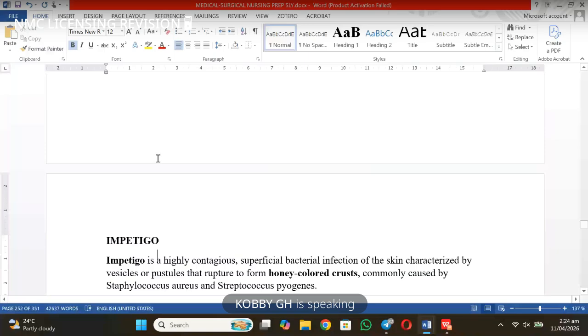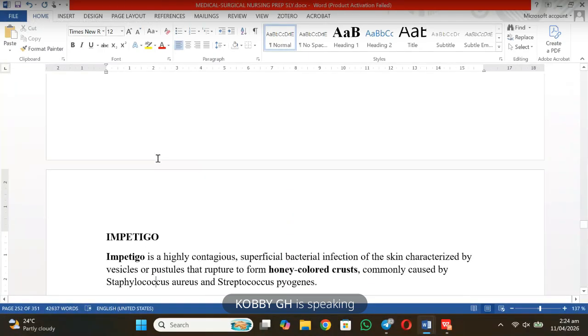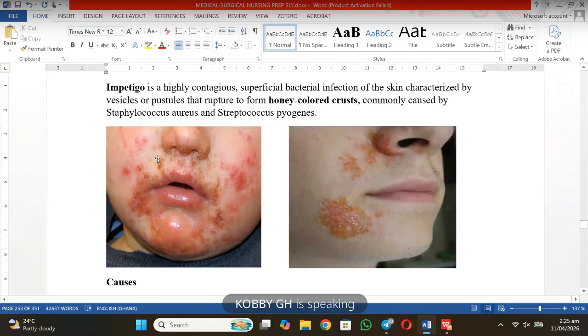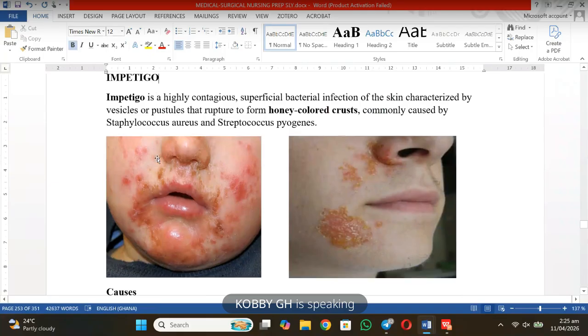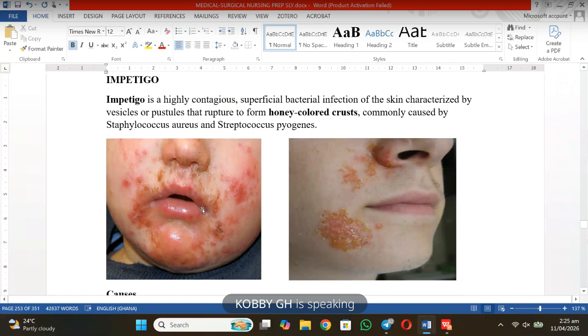I believe you've heard of this condition before, impetigo. Now this condition, look at the image over here. Here you can see something like a honey-colored crust. It's like a crust, a honey-colored crust at the affected part of the body.